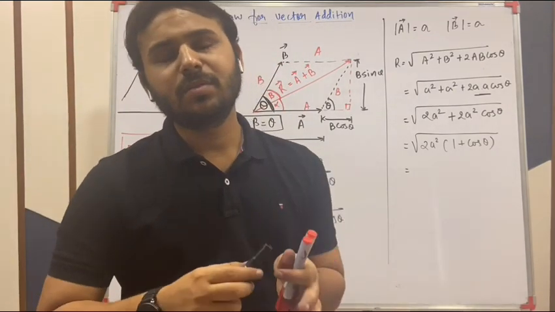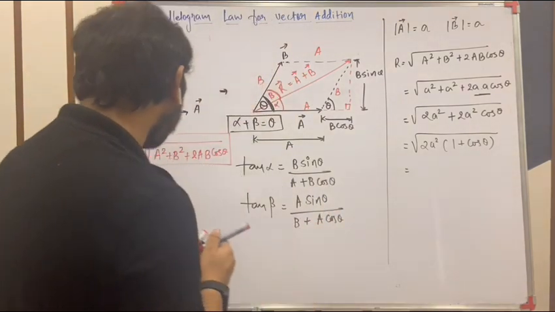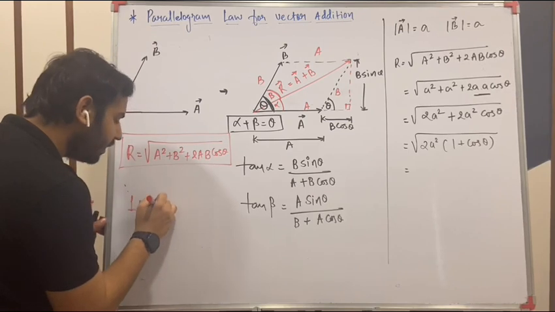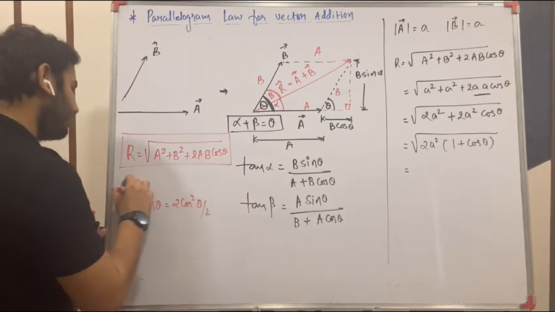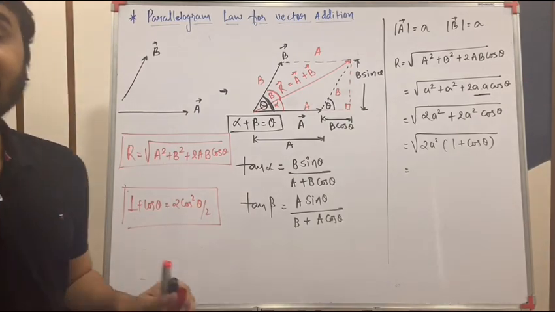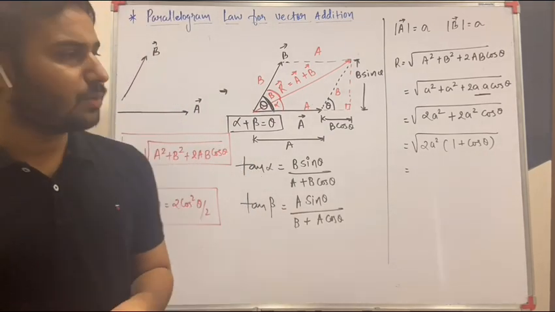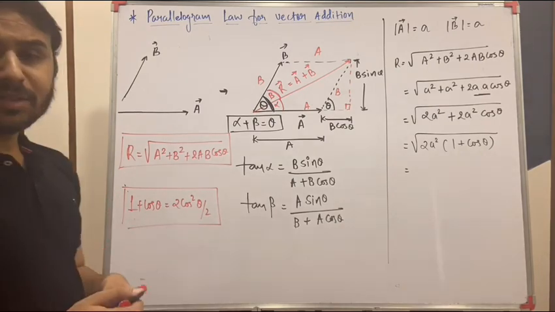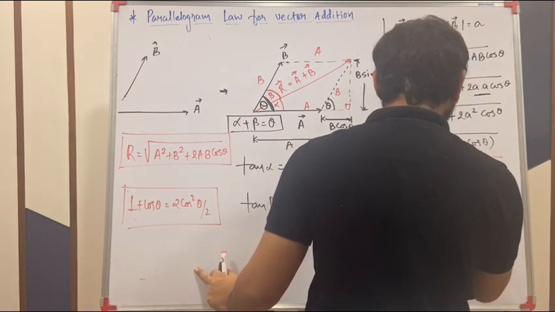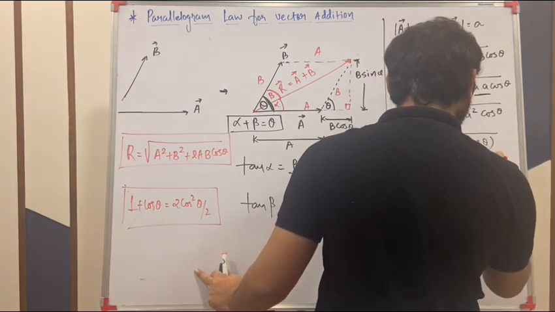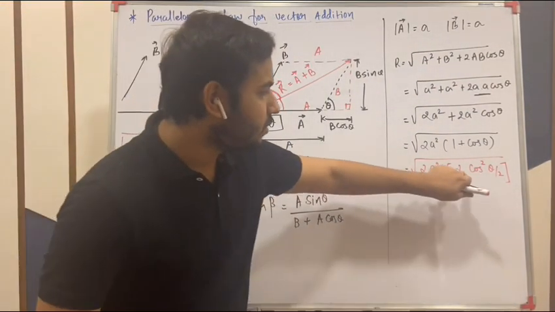I guess you don't know this, but you are going to study it in trigonometry. 1 plus cos theta can be written as 2 cos square theta by 2. This thing I have explained in the basic mathematics used in physics, so the whole playlist is there. Please go and check this out. Now what is 1 plus cos theta? That is 2 cos square theta by 2. So 2A square into 2 cos square theta by 2. Two 2s are 4.